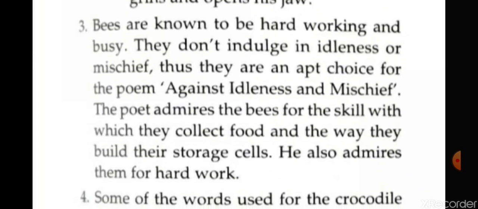Question number 3 is, how apt do you think is the poet's choice of the bee as the subject of the poem titled Against Idleness and Mischief? What quality of the bee does the poet admire? So they are asking, why do you think the poet has taken the topic of a bee when the topic of the poem is against mischief and idleness? Why? Because of the seriousness and the working power of bees.